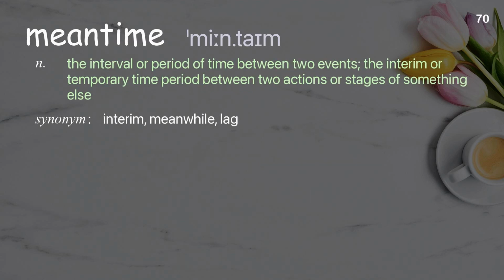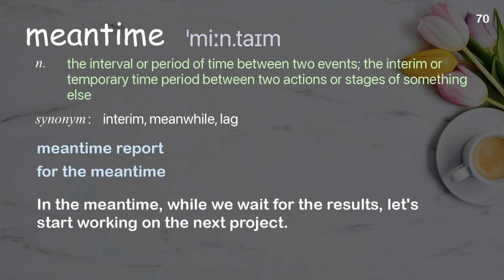Meantime. The interval or period of time between two events, the interim or temporary time period between two actions or stages of something else. Examples: meantime report. For the meantime. In the meantime, while we wait for the results, let's start working on the next project.